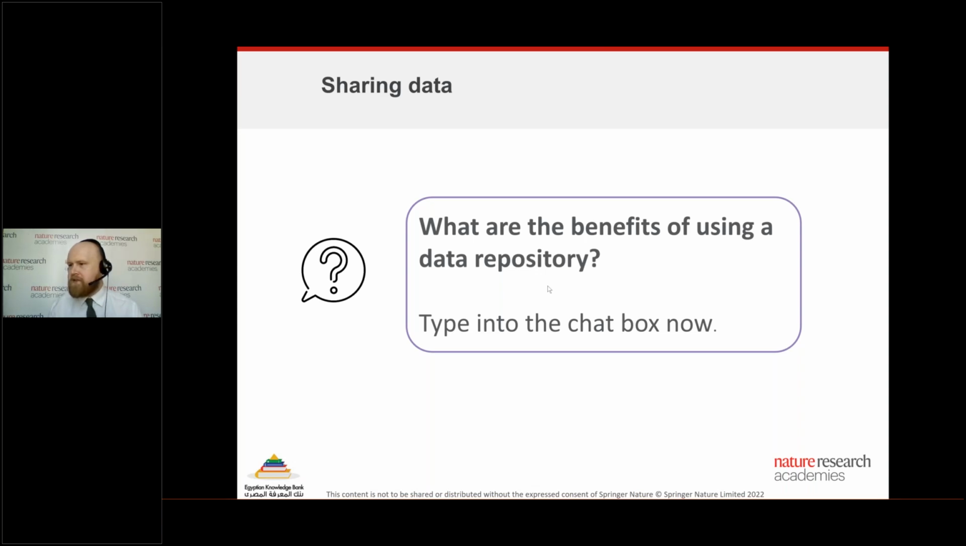Okay, sharing data with others. Easy to find relevant data, increasing your citations. Ahmed's written clarity, Amal's written modifications to your work. Some great points there from our audience, and I really do agree there.